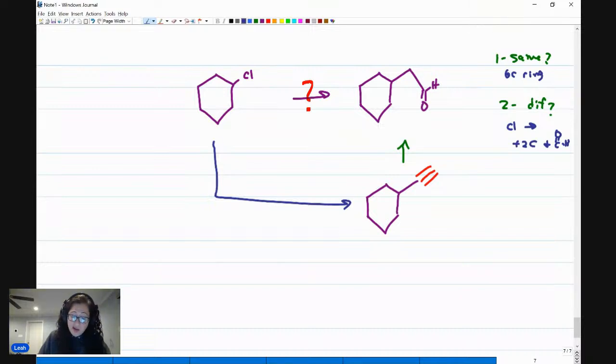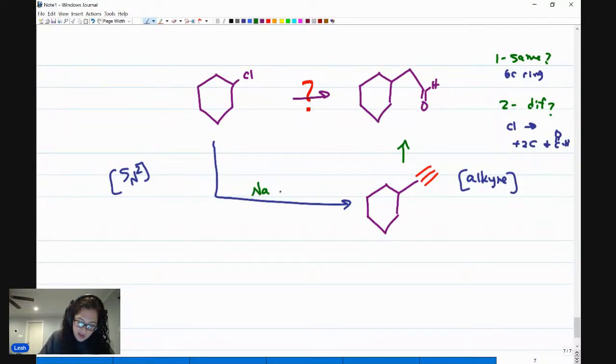Very simple, an SN2 reaction. So if I have an SN2 reaction followed by an alkyne reaction, that's it. It's 2 steps. It looks so scary, but it's just 2 steps. Step 1 for SN2, it's chain elongation. I bring in Na, and then I have it here as a CCCH.